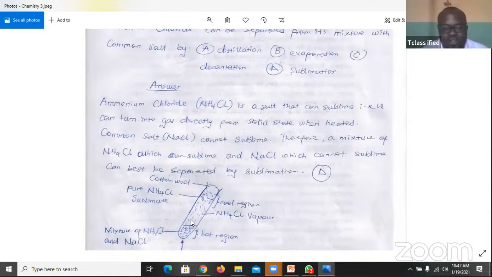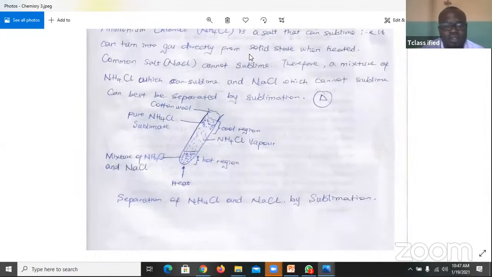So this is an example of a setup where we have that. We have your mixture here. Once you apply heat a little bit, the pure ammonium chloride will go, leaving off the sodium chloride. So take note of that.